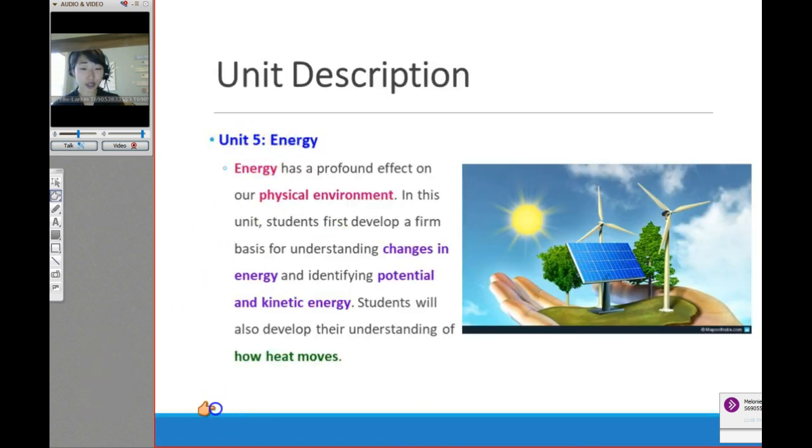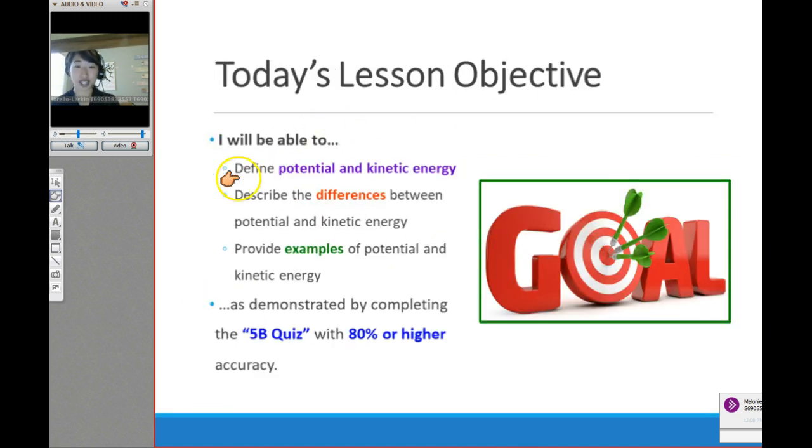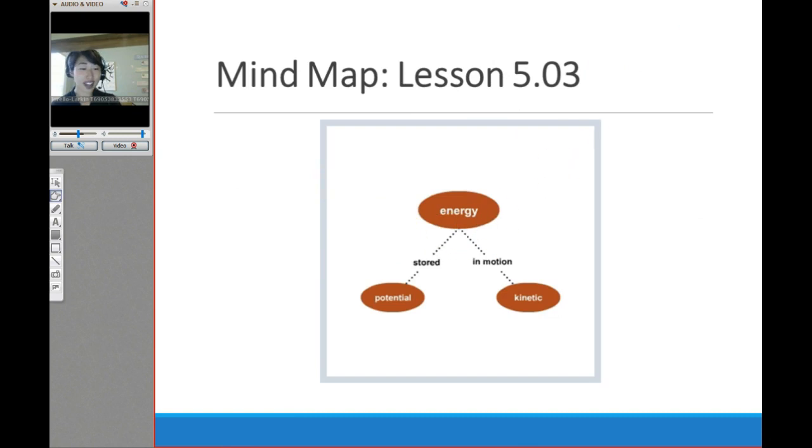So this is our unit. Remember, we're talking about energy. Today, again, we're taking a look at potential and kinetic. So we should be able to define those 2 terms today. We should be able to describe the differences between the 2 and provide examples of them as well. So definition, differences, descriptions, and examples. Okay, so that's where we are going today. So let's go ahead and at least start off with the definition of the 2.